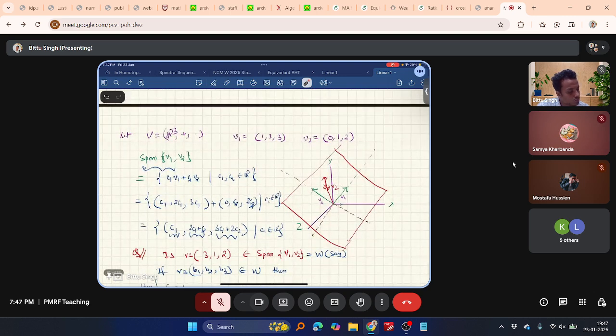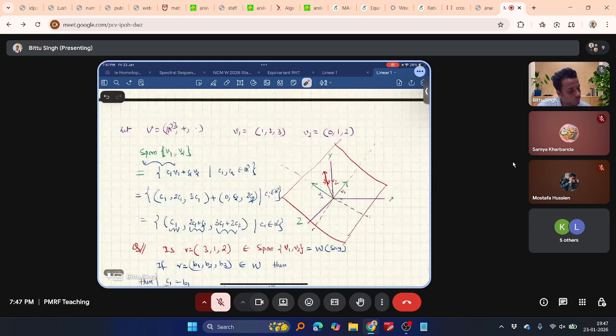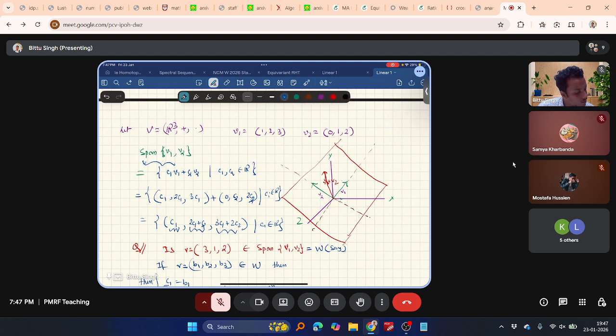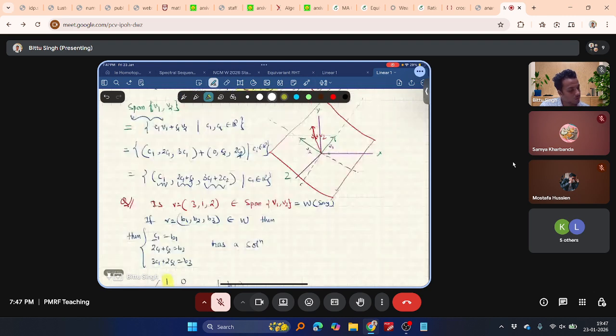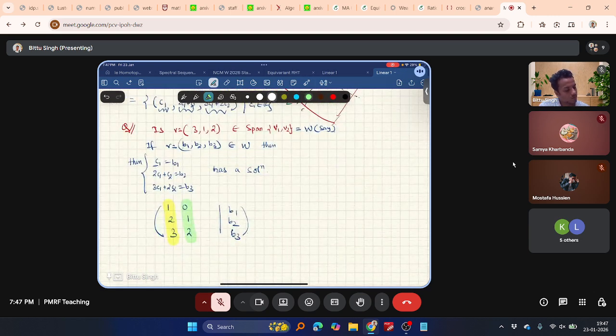So we are considering those two vectors as columns. I have put (1, 2, 3) in column 1, and I put (0, 1, 2) in column 2. And this new checking element I am putting in an augmented extra column. This is called an augmented matrix.